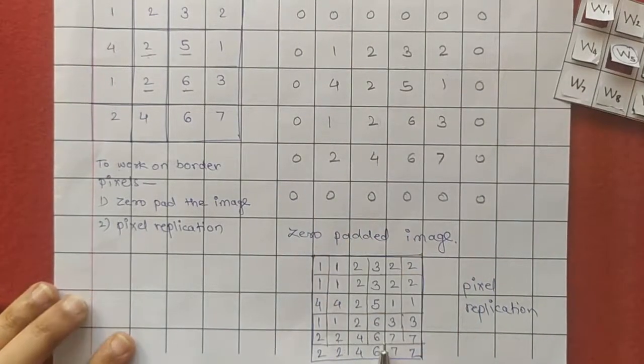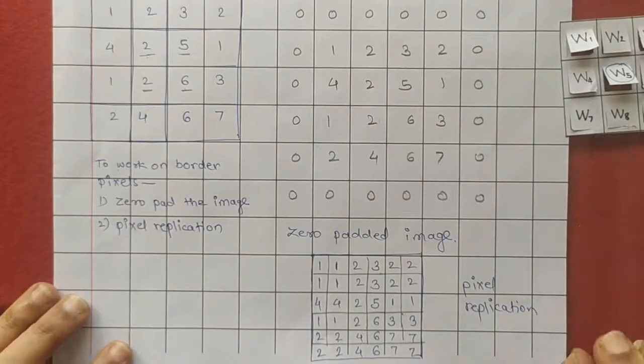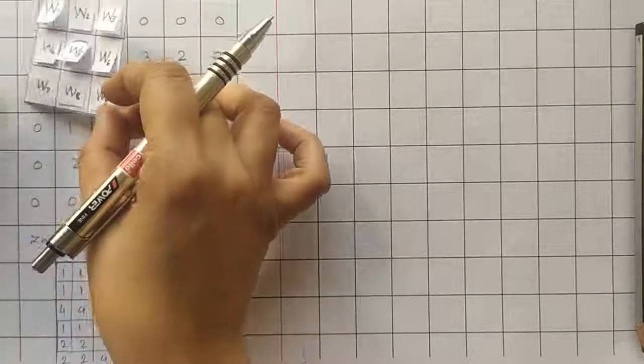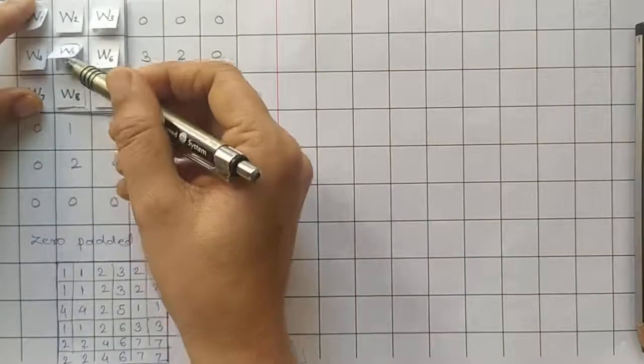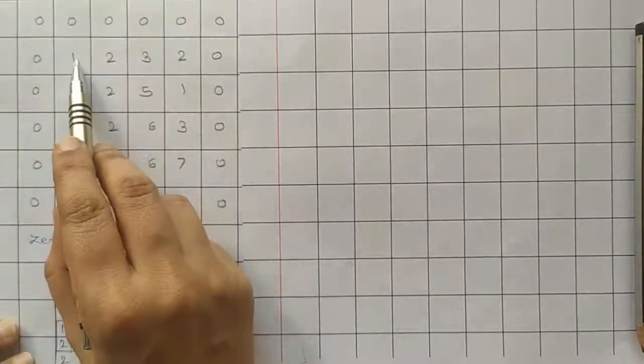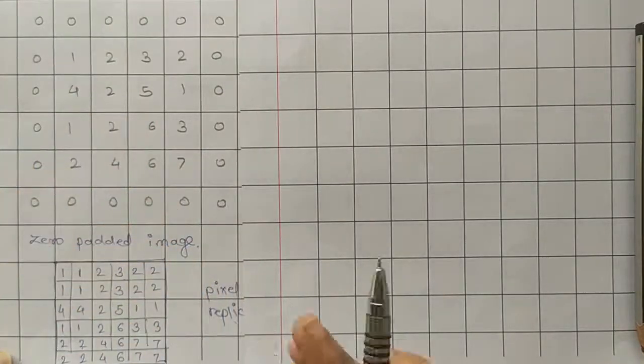We have to work on this zero padded image and on this pixel replicated image while doing the low pass averaging filtering. Now we'll see how we can process the zero padded image. When we put our mask here, you can observe that the very first pixel, pixel 1 from the image, can be filtered with the help of this zero padding method.